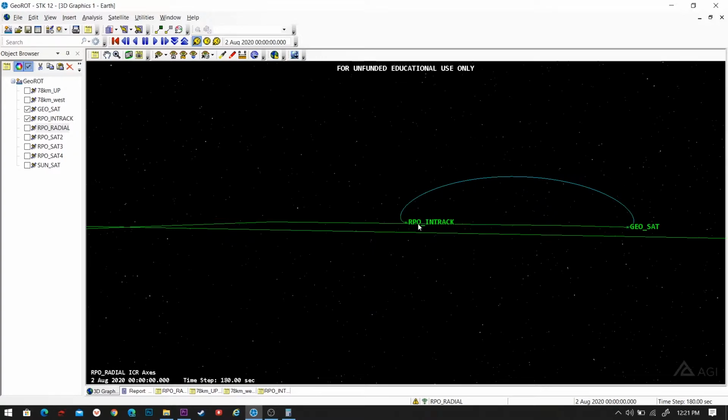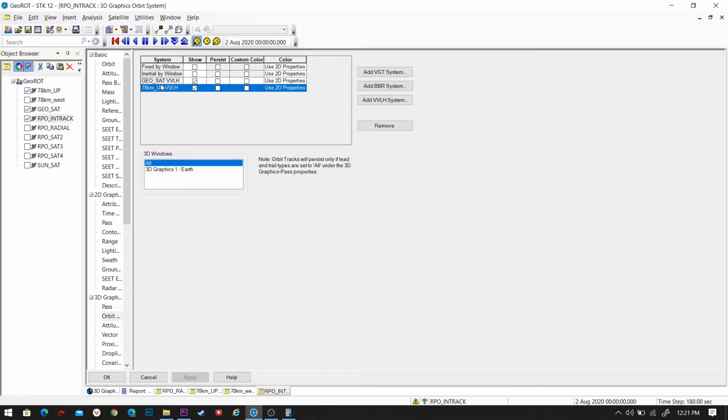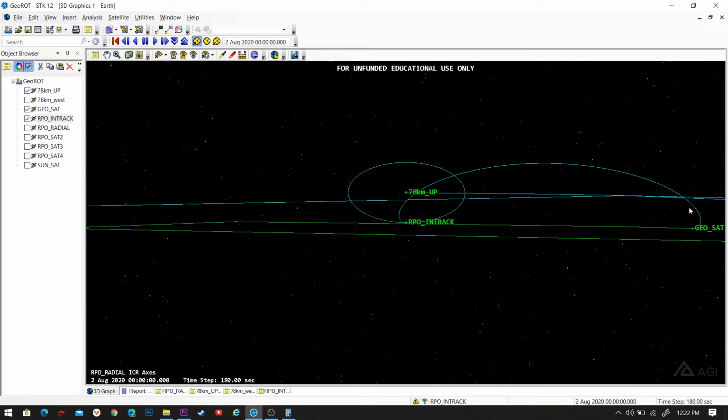Okay, so here I have the 2.84 meters per second in-track burn that produces that 1 degree per day drift. And it increased my semi-major axis by 78 kilometers. And I also have this satellite, which is 78 kilometers directly above RPO satellite. And what I'm going to do is draw the apparent motion from RPO satellite to this 78 kilometer point satellite. So here we go, we have our GeoSat VVLH, and now we have a 78 kilometer up VVLH. And what you'll see is that drifting NMC from the perspective of GeoSat looks like just a standard NMC from the RPO in-track satellite. So let's just watch it.